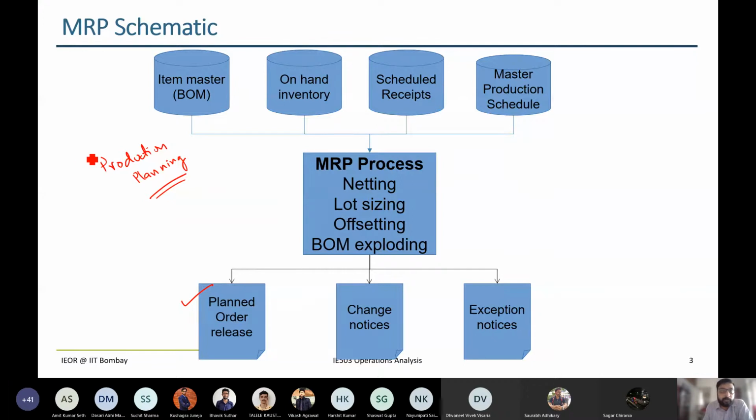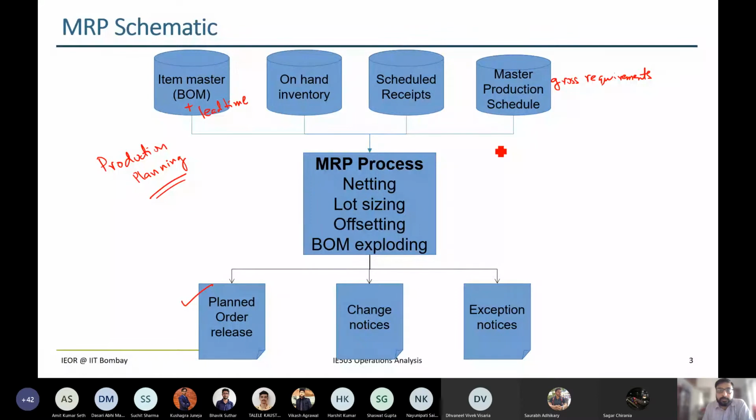The input to the MRP is four items. One is the item master, which gives us the bill of materials as well as lead times. Then we take a look at what is the available inventory on hand. Then we look at the scheduled receipts of previously scheduled orders. And then we look at the master production schedule, which gives us the gross requirements.